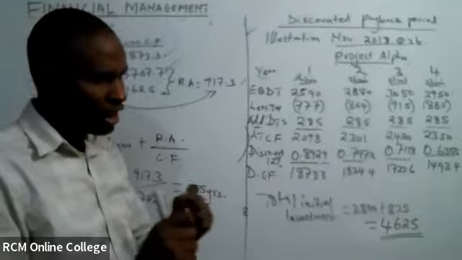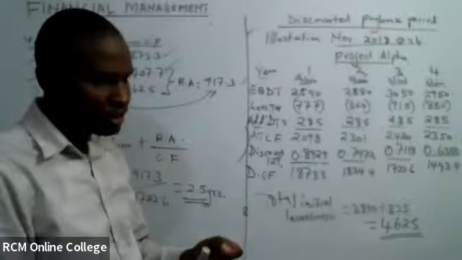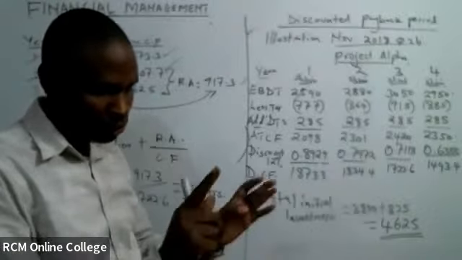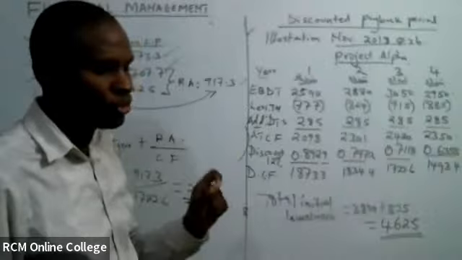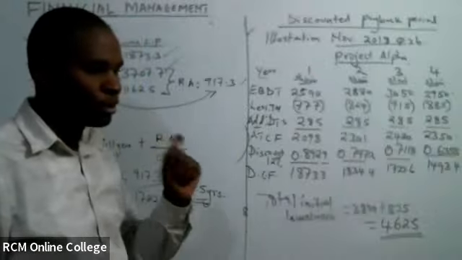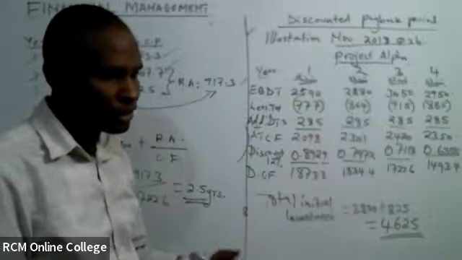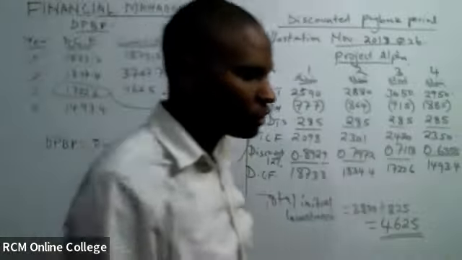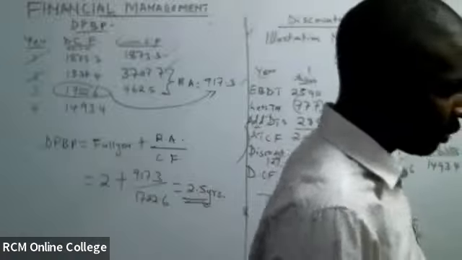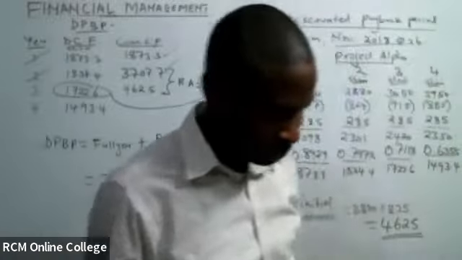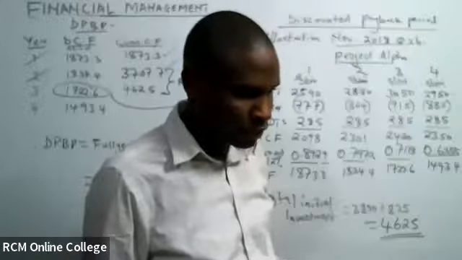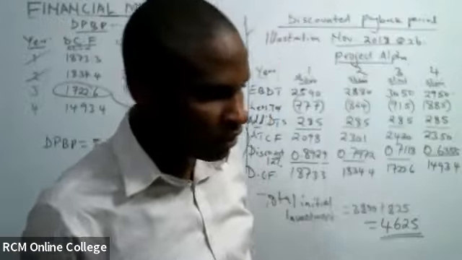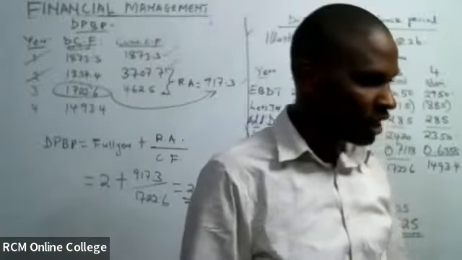And for that question, somebody will take a picture and share in the group, so that those who have not understood how we got to 3.9 will be able to see which project is the best. Which project do you advise management to undertake? You advise this one.